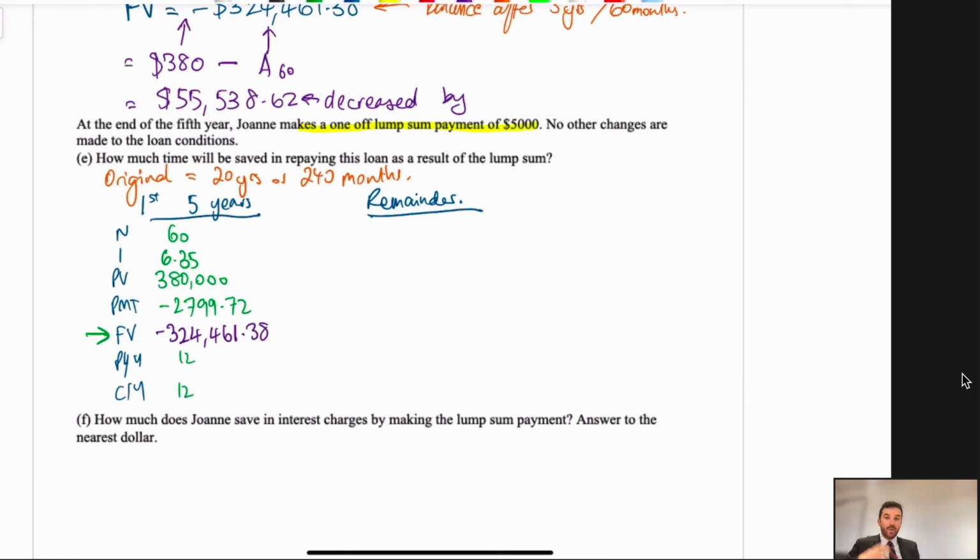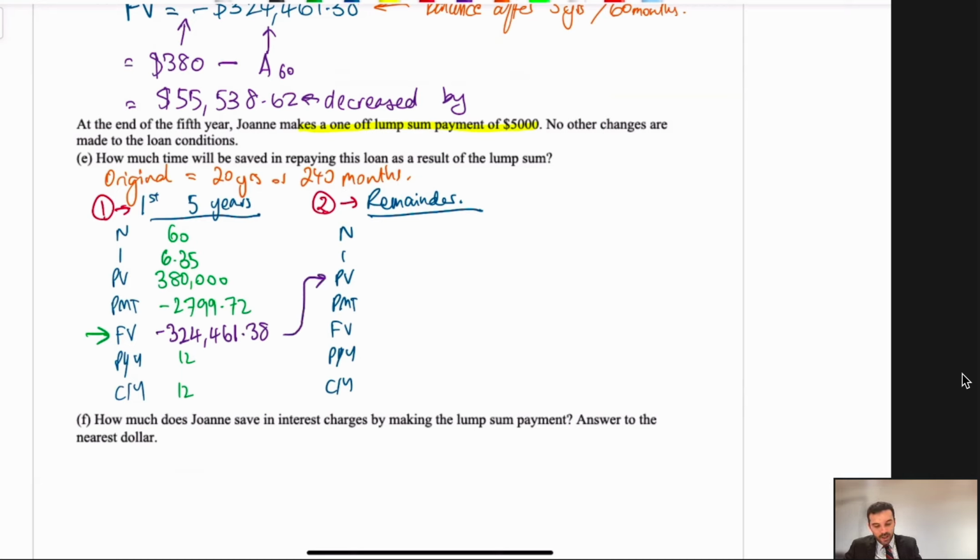Okay. Now, do you remember what we talked about with loans? With changing terms of loans, we break this up into two parts. We have our first part here, and this is our second part of the loan, the remaining time of the loan. Okay. Now, what's changing here? It's a lump sum payment, right? Now, normally what we do is we bring that FV and we make it our new PV.